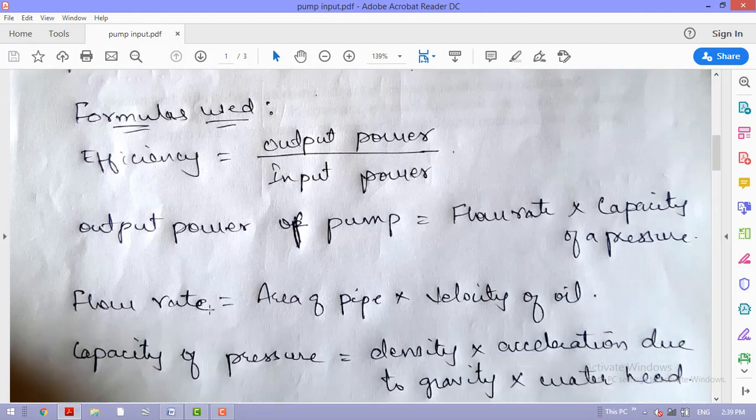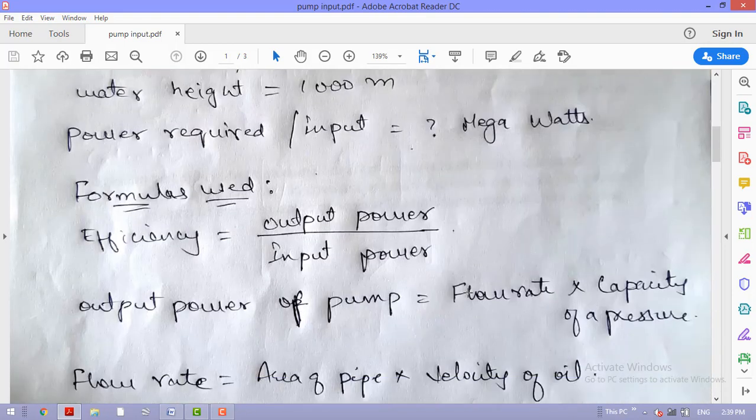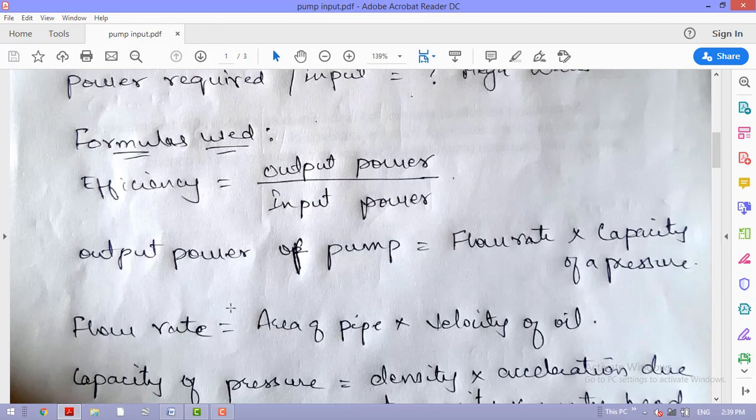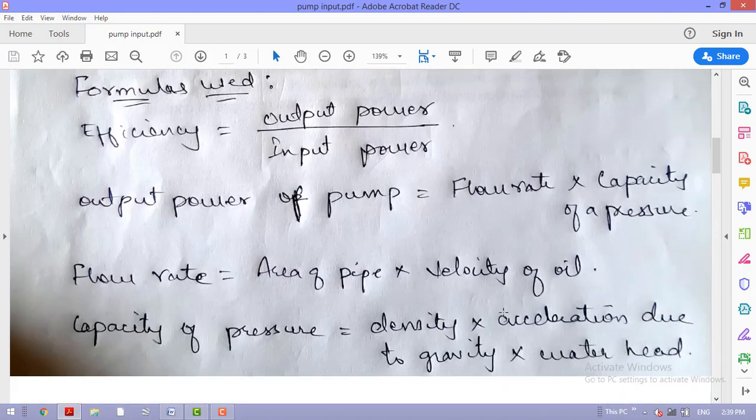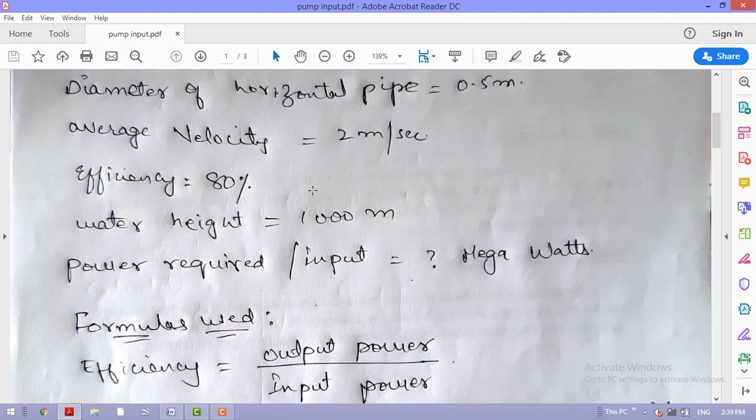For calculating the flow rate, first we should know the area of the pipe, which we can calculate using the data he has given: the diameter of the horizontal pipe as 0.5 meters. We'll see that ahead. Flow rate is area times the velocity of oil, which is given as 2 meters per second as average velocity. And the pressure, as we all know, the formula for pressure is rho g h. Here rho represents density, g is the acceleration due to gravity, and h is the water height he has given as 1000 meters.